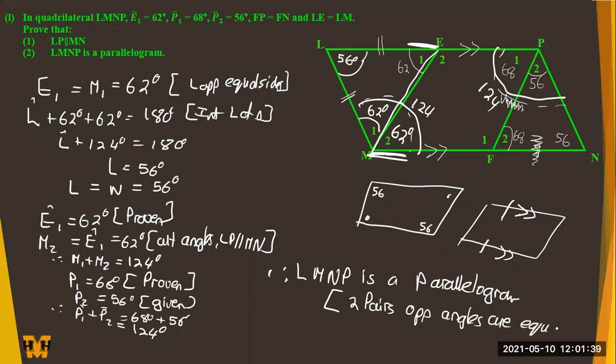Okay, so you see how you analyze from the given information to the possibilities of proving a parallelogram. That's how you decide.